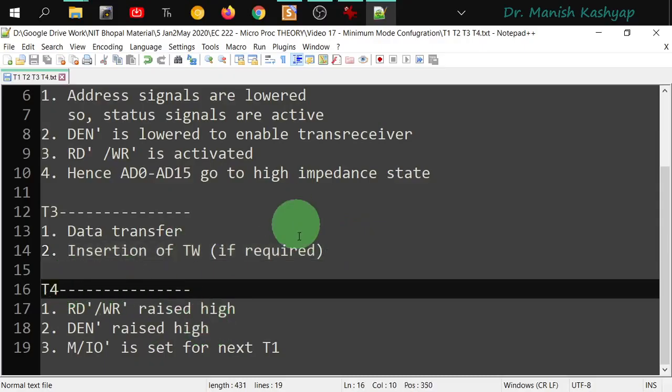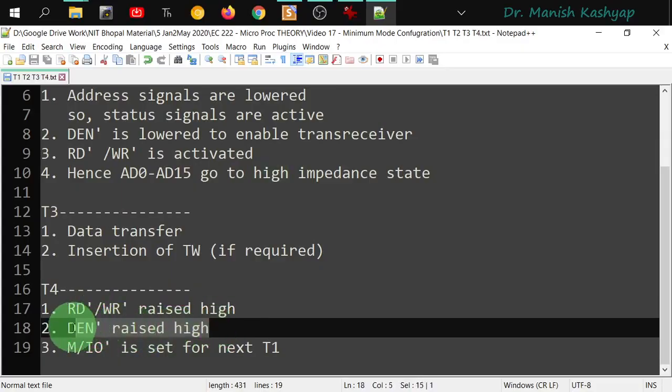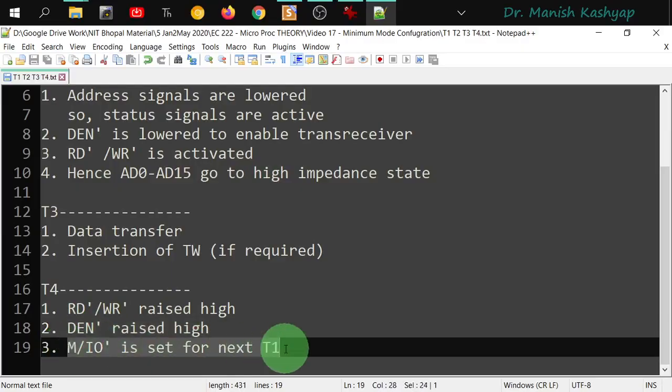Then in T4 state, since the data transfer has been completed, the signals will be raised high. I mean, these signals will be deactivated, because when read bar is raised high, the read signal will be deactivated. Then the data enable will also be deactivated, and memory/input-output will be set for the next T1 cycle. I mean, in the next T1 cycle, if you want to read the input-output device or the memory device, all that can be taken care of in this stage only.